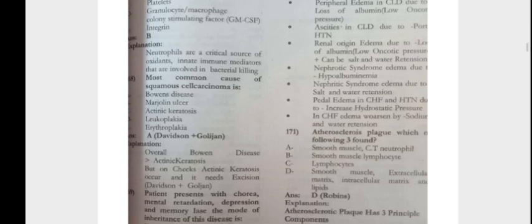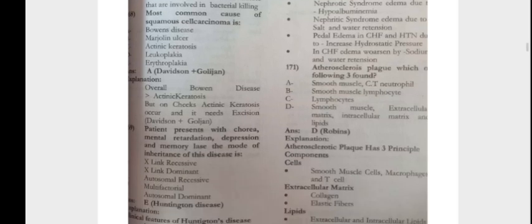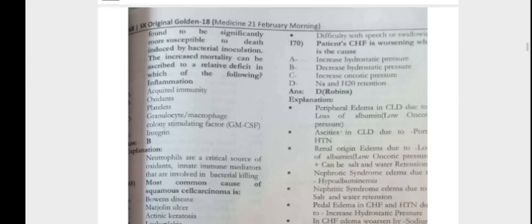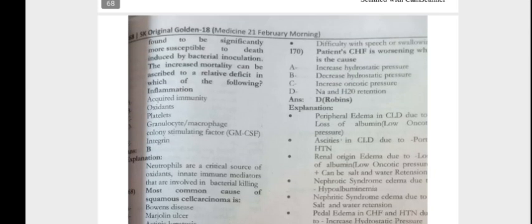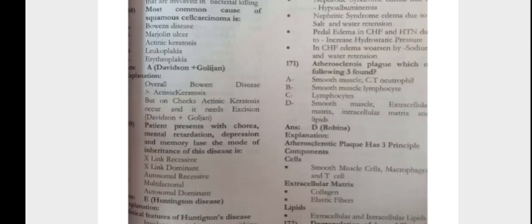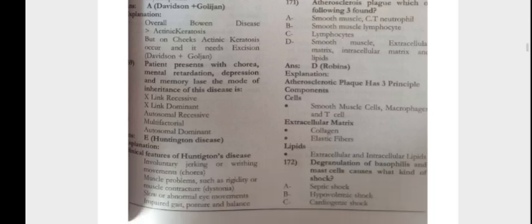The most common cause of squamous cell carcinoma is Bowen disease. The patient presents with chorea, mental retardation, depression, and memory loss. The mode of inheritance of the disease would be autosomal dominant. Next, the patient's CHF is worsening. The cause would be sodium and water retention. Atherosclerotic plaque contains which of the following three? That is smooth muscle, extracellular matrix, and lipids.